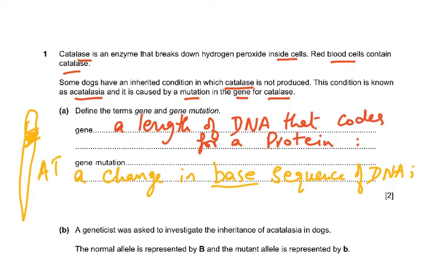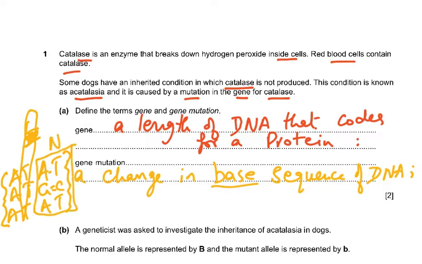The base sequence is ATGCAT. Now if this becomes AT, so there is a change in the base sequence. First this was ATGCAT, now it is AT. So these are the bases. You see, you have four bases: adenine, thymine, guanine, and cytosine. And A always pairs with T, and G always pairs with C. So if this is the normal one, this is the mutated one. So mutation is a change in the base sequence of the DNA.